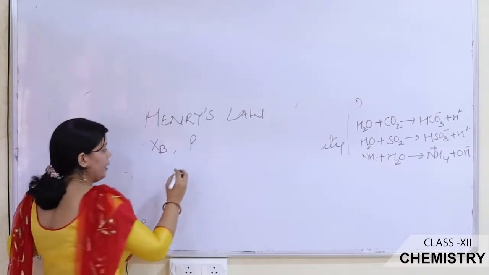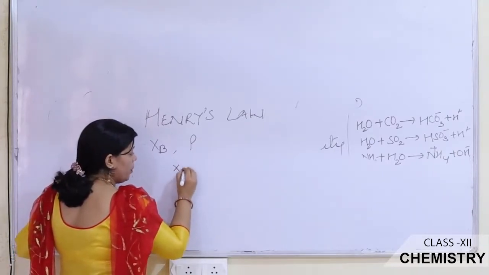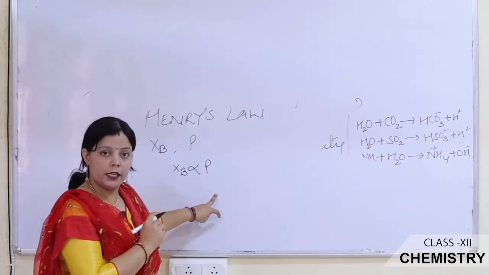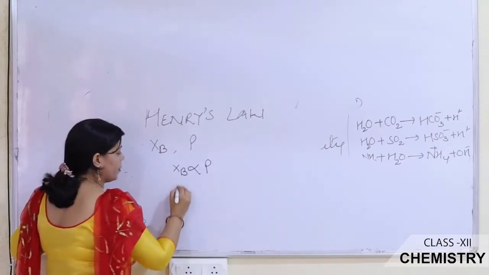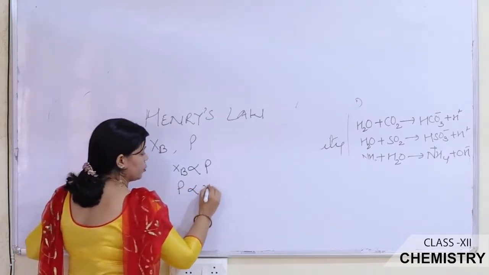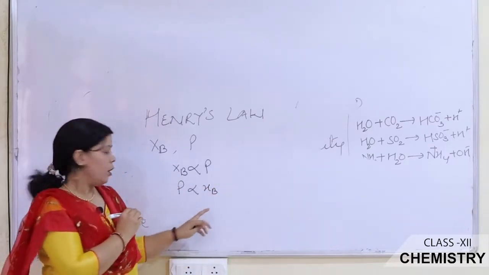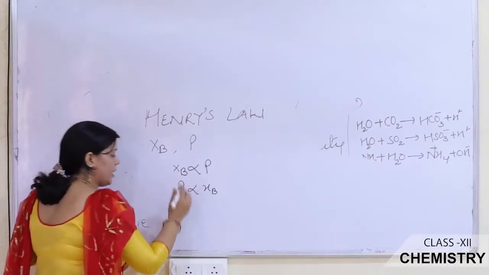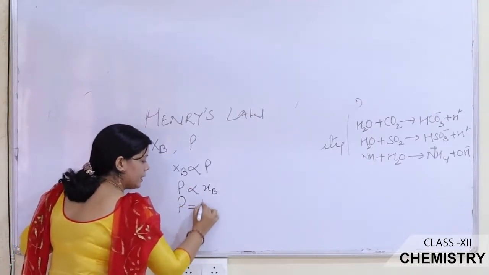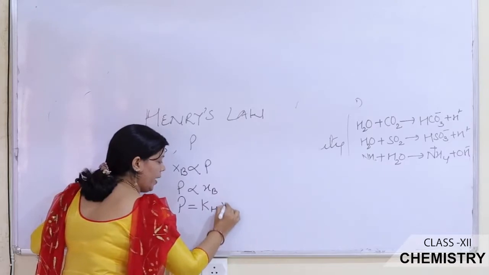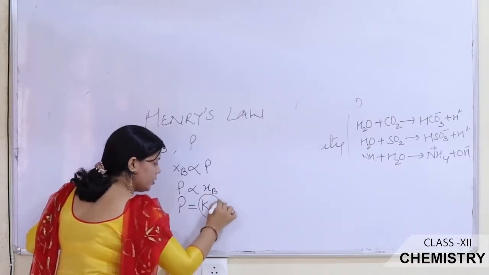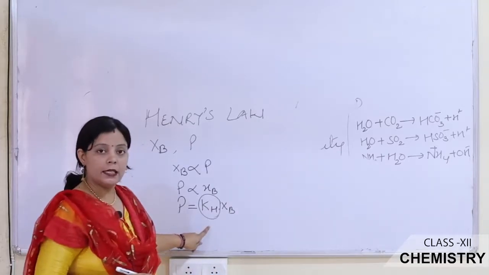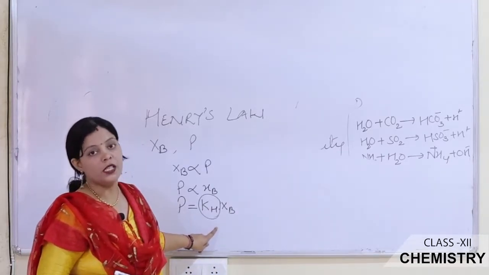So according to Henry's law, the solubility of the gas is directly proportional to the pressure at which it is dissolved. In other words, the pressure is directly proportional to the mole fraction of the gaseous molecule, and when we remove the proportionality, a constant is added, that is P = KH × XB. This KH is a constant of proportionality which is named the Henry's law constant.